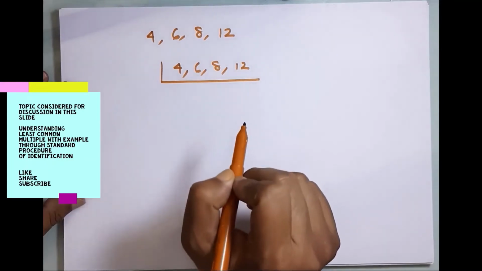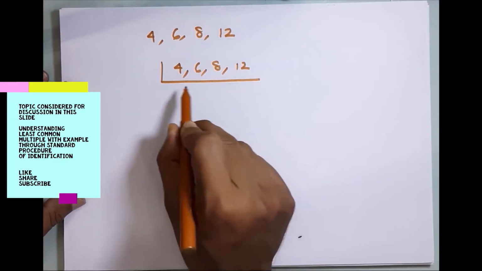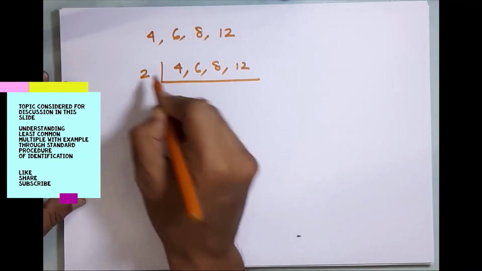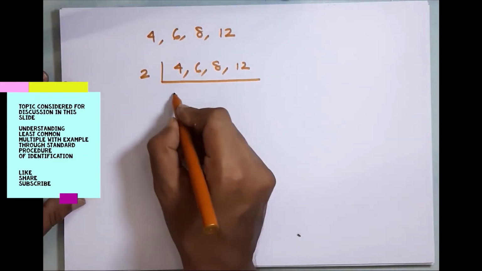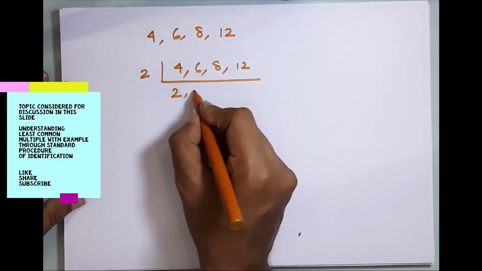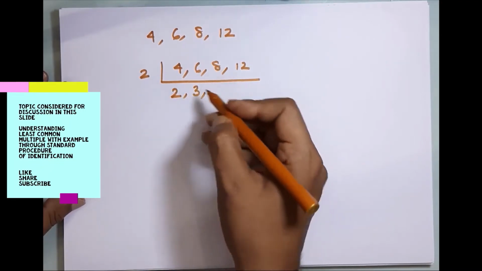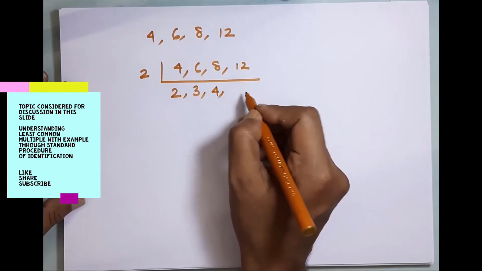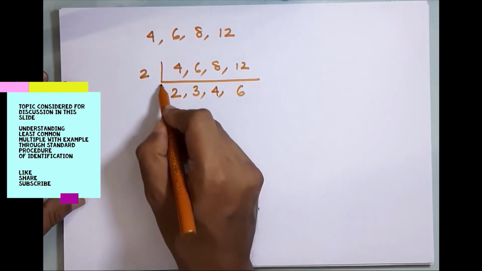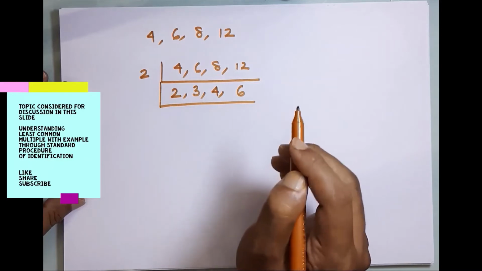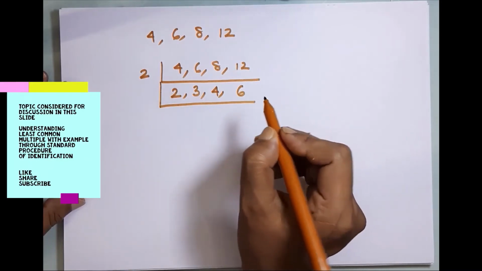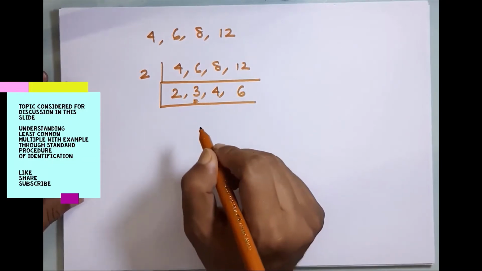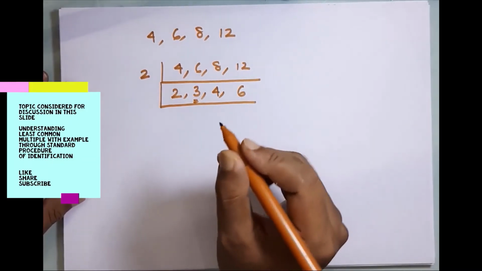So the number by which all these numbers are divisible, because they're all even numbers, will be 2. If I divide 4 by 2, I'll get 2. If I divide 6 by 2, I'll get 3. 8 by 2 I'll get 4, and 12 by 2 I'll get 6. Now will you be able to tell me any common factor among them? Yes, again 2, but here 3 will not be divisible by 2, so we'll bring down 3 as it is.